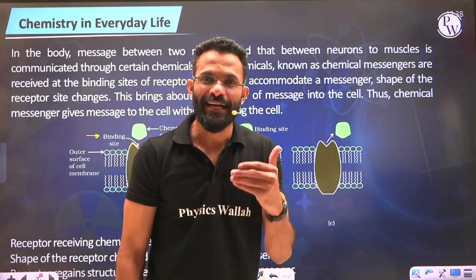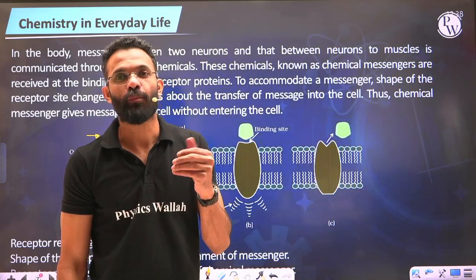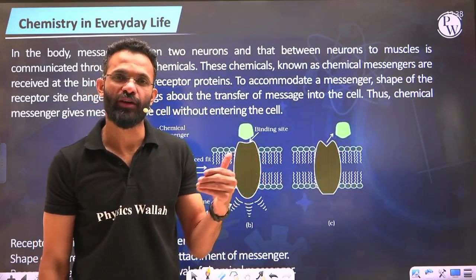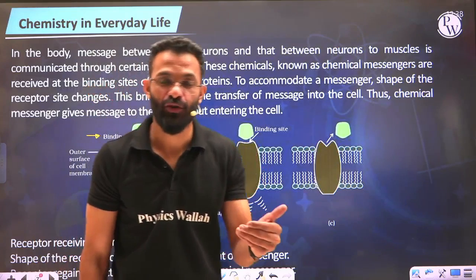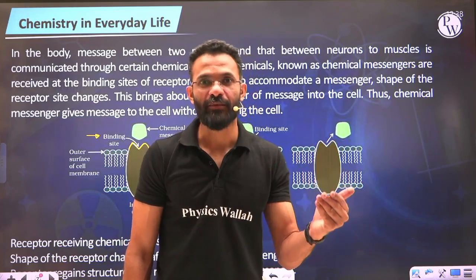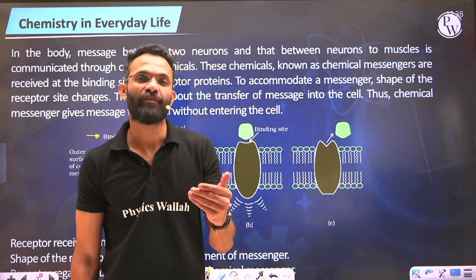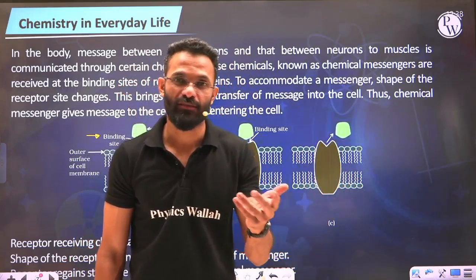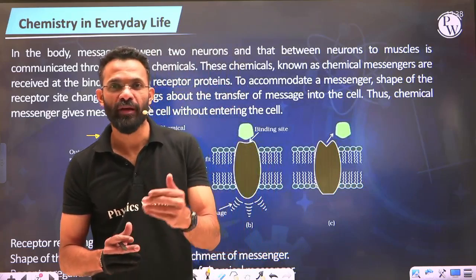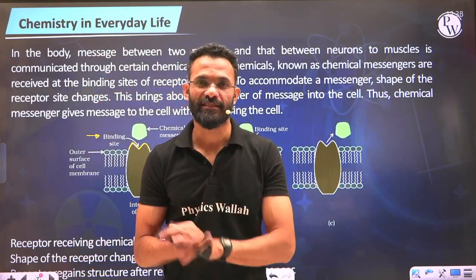So this kind of medicine or drug which copies the function of those chemical messengers, we call them agonists. Now let's take another example which explains the type of drug which we call an antagonist. What are agonists? Agonists are those medicines which mimic or copy the function of some chemical messengers.